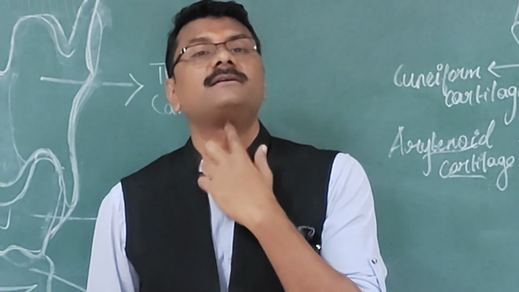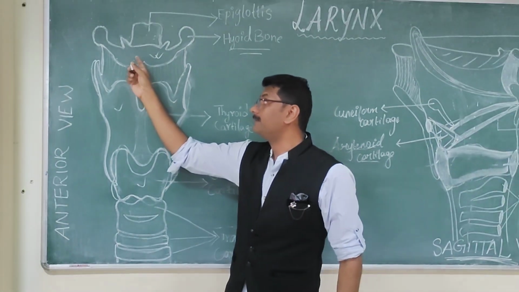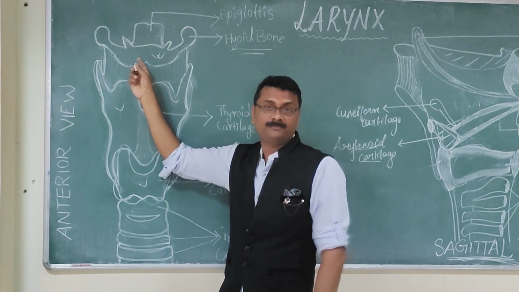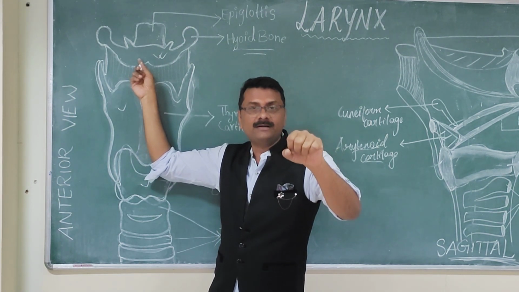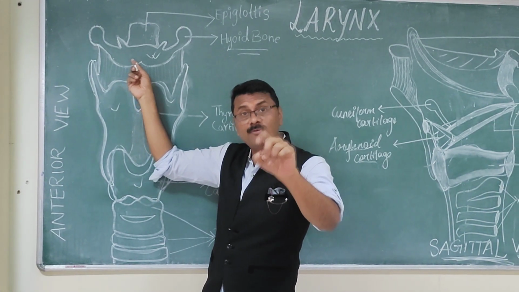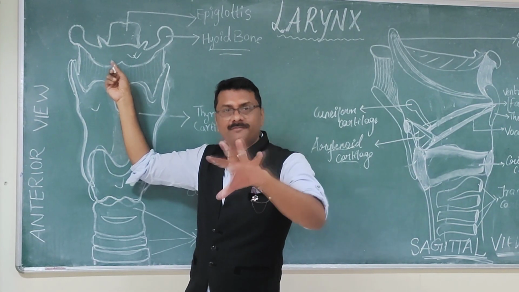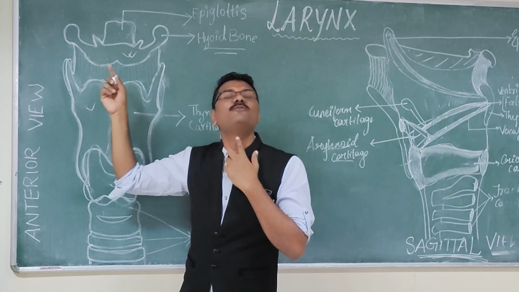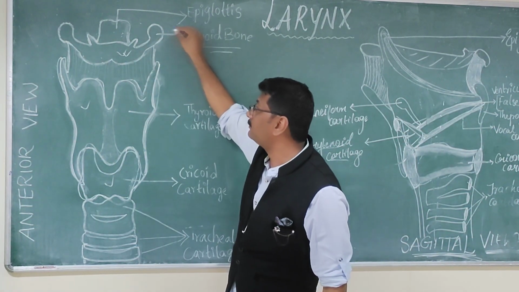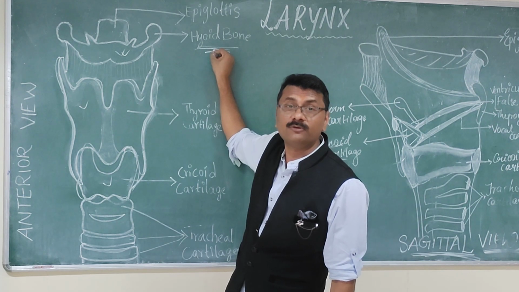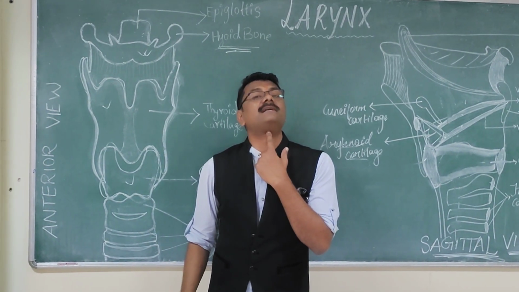The first thing which you can touch here, below the tongue, is a bone. The larynx has a structural framework made up of one bone and 6 cartilages: 3 paired, 3 unpaired. The one bone which you can feel at the top is the hyoid bone. Below the tongue is the hyoid bone.